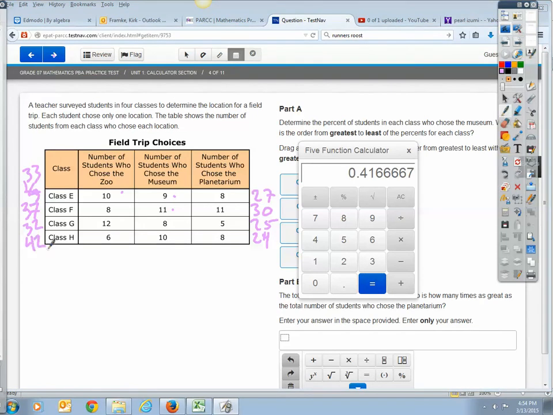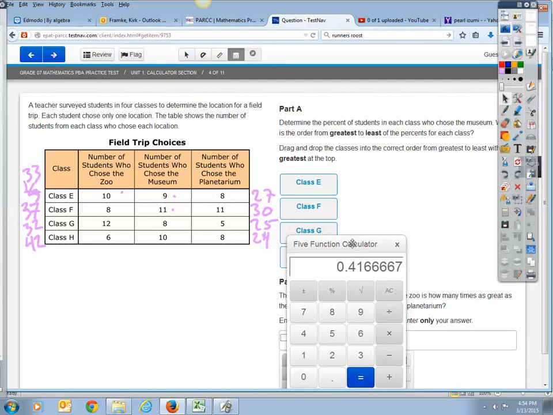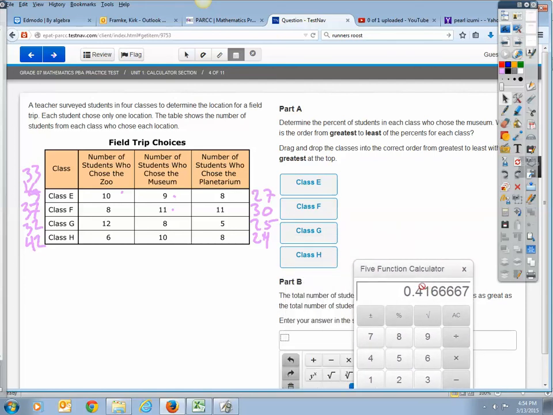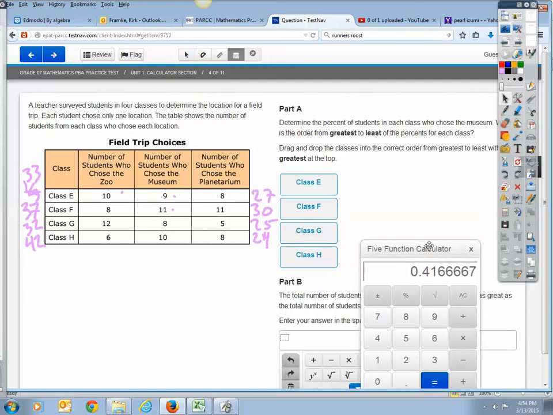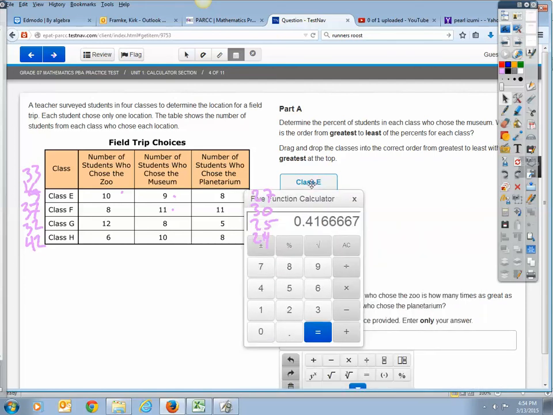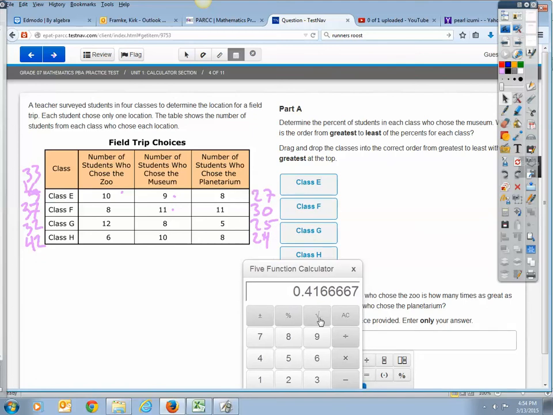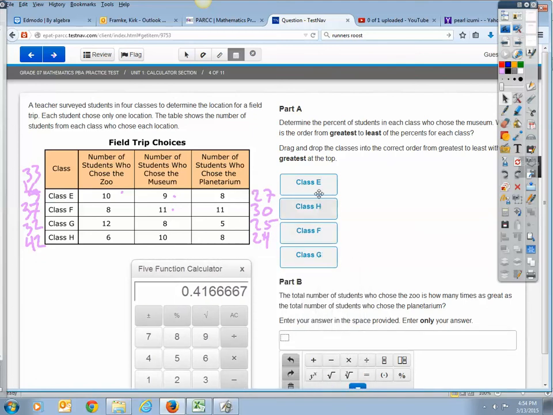All right, so I'm going to move my 5-function calculator to the side. And so the class that wanted to go to the museum the most was class H. My calculator doesn't want to. Okay. Then the second most would be class F at 37%. Then class E, and then class G. There you go.